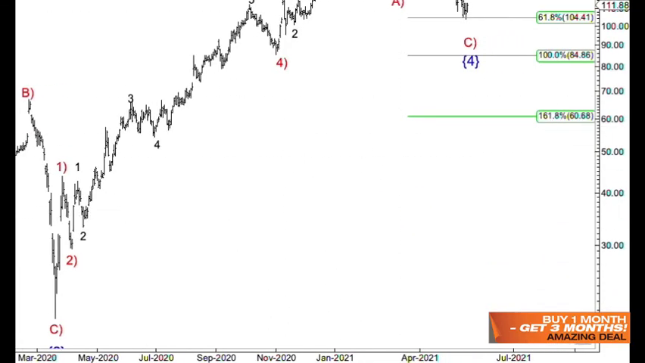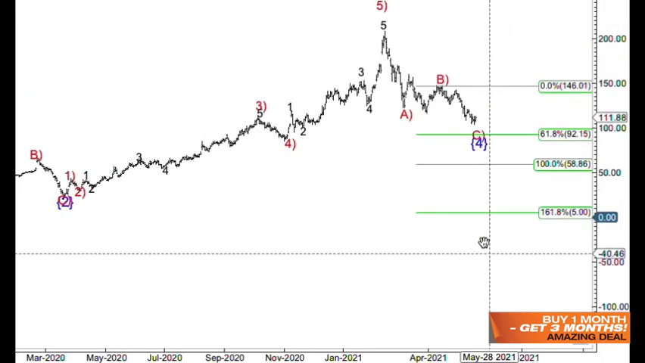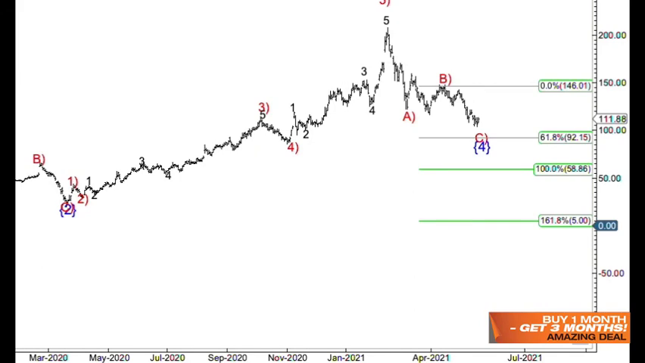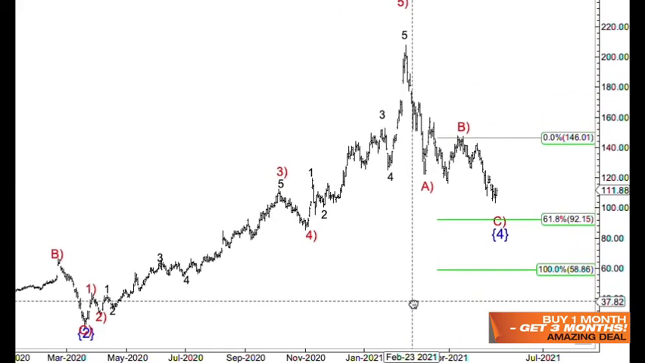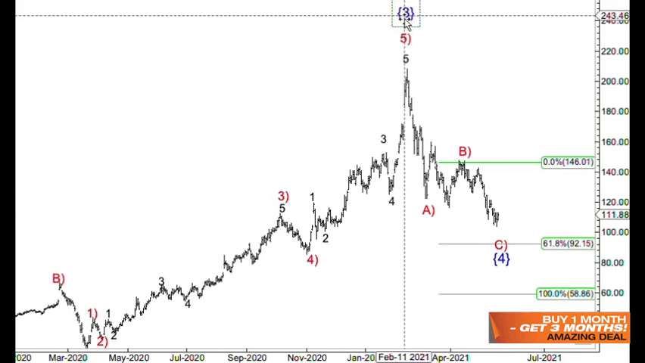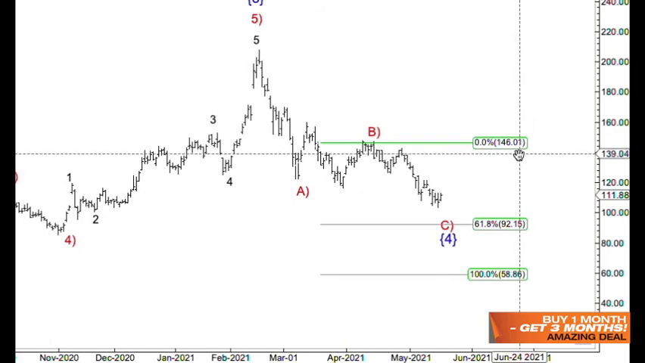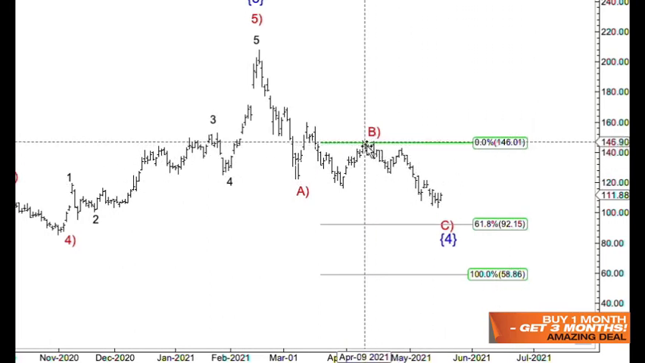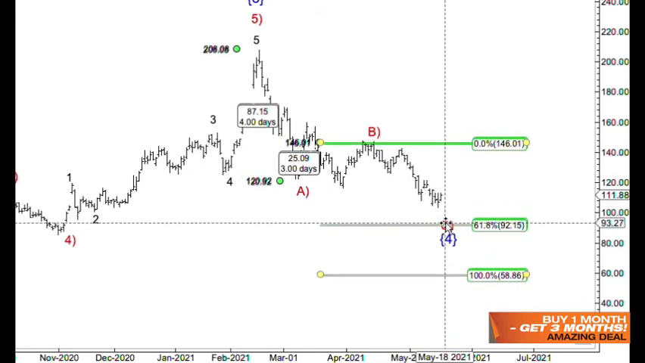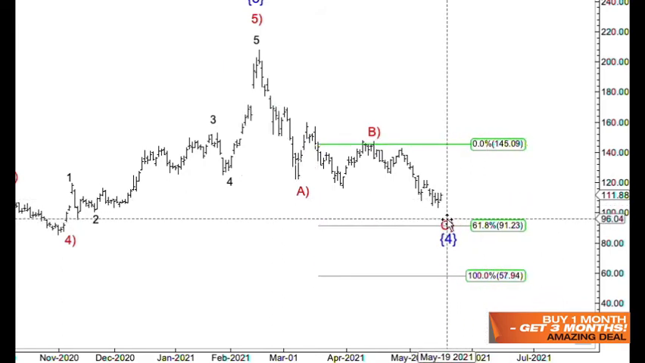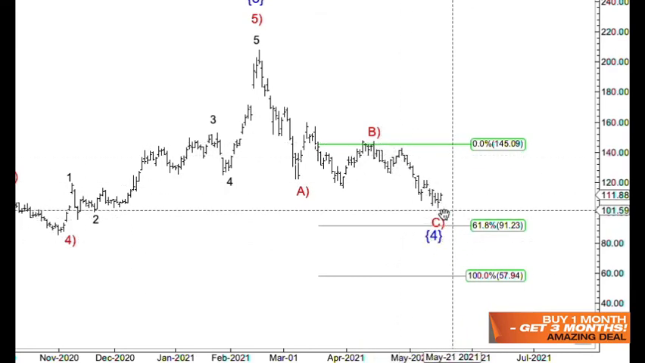Last but not least is Zillow. Ticker symbol is Z. Once again, I think I need to go on the arithmetic scale, otherwise it won't show. So here, I feel like the 5 waves are pretty clear. 1, 2, 3, 4, 5. Now, we're going to see whether we're going to get a move up or not, but the 5 waves are pretty clear.